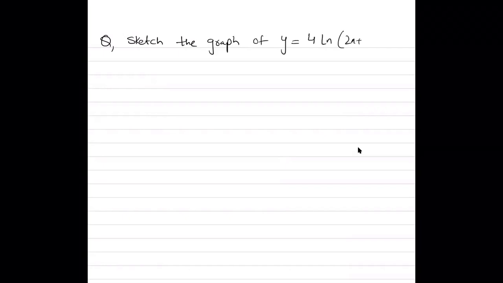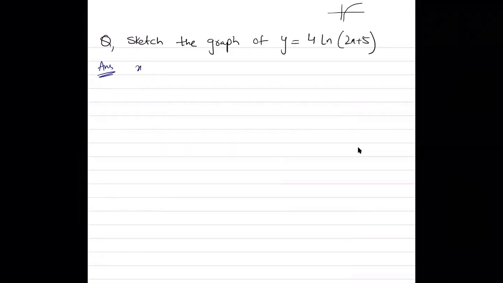Now let's say you have to sketch the graph of y equals 4 ln 2x plus 5. So what am I going to do? I'm going to find the x-intercepts and the y-intercept. This is an ln graph, so always remember the basic sketch of ln. That was this. Now I'm going to find the x-intercepts and the y-intercepts first.